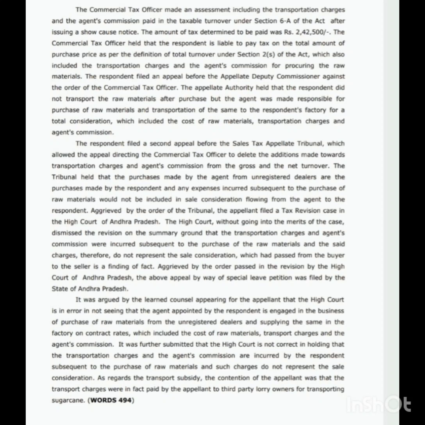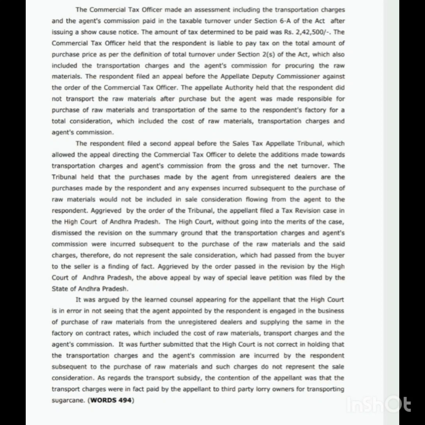It was further submitted that the High Court is not correct in holding that the transportation charges and the agent's commission are incurred by the respondent subsequent to the purchase of raw materials, and such charges do not represent the sale consideration.